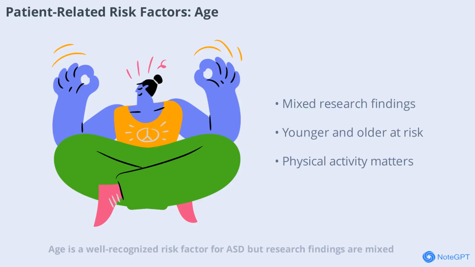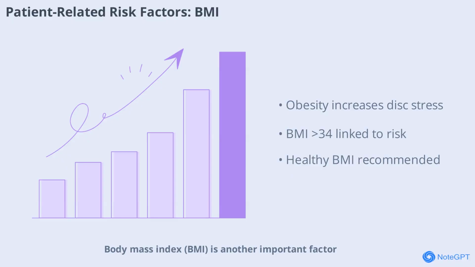Age is a well-recognized risk factor for ASD, but research findings are mixed. Some studies suggest younger patients, especially those under 40, are more likely to require additional surgery for ASD after cervical fusion. Others highlight advanced age as a risk factor, particularly in lumbar fusion cases. The overall reoperation rate due to ASD is highest in individuals aged 30-39 and decreases with age. These variations may be linked to differences in physical activity and underlying health conditions, indicating that age alone does not fully explain ASD risk. Body mass index (BMI) is another important factor.